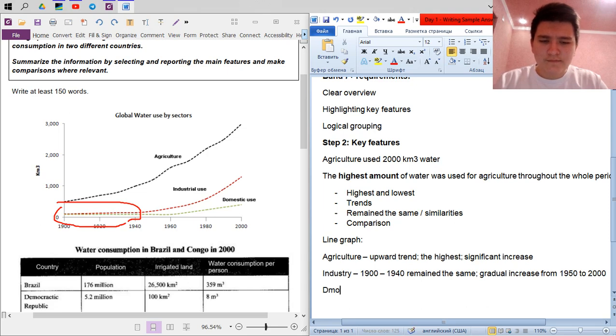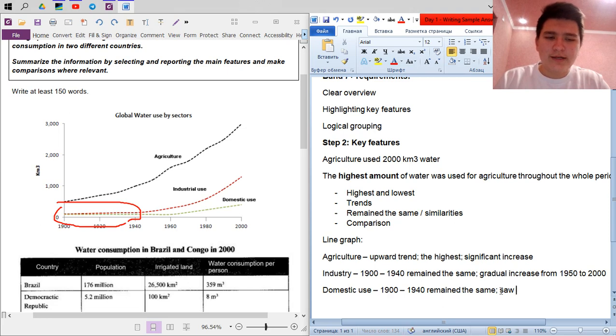How about domestic use? It also remained the same. So you see again another key feature just cropped up. This is a similarity, so it's a comparison. We could compare it later. It remained the same, and then it also saw a negligible increase, right? And remember, guys, I'm not writing anything just yet, all right? I'm just sort of planning everything.